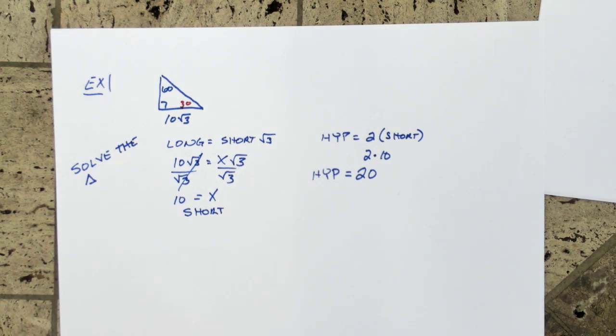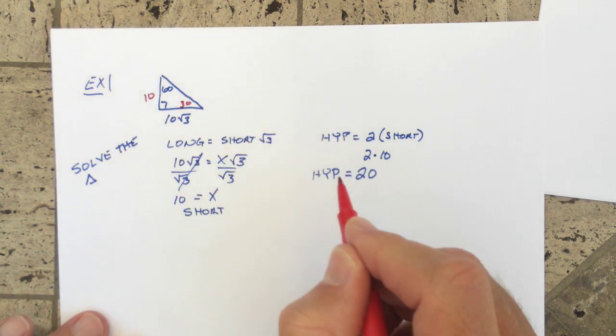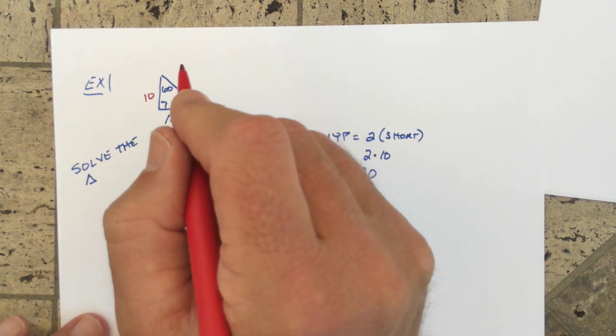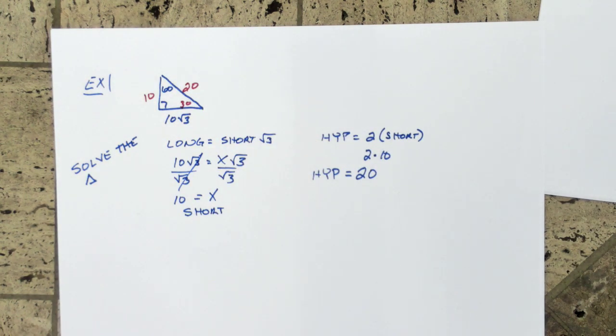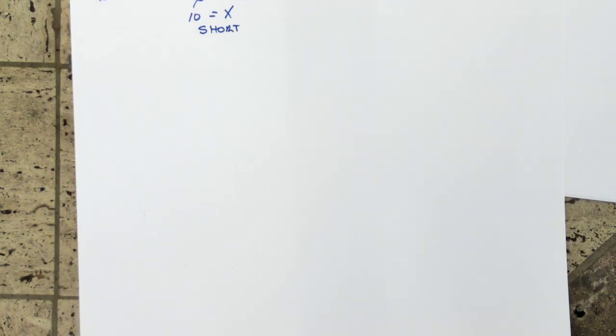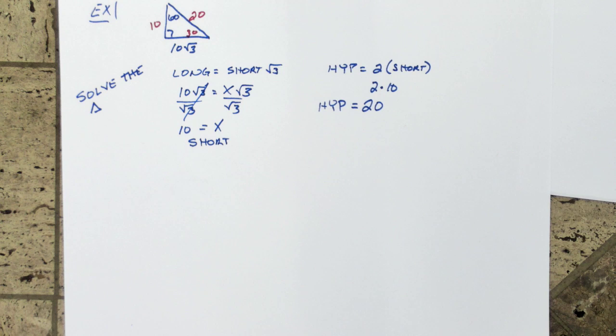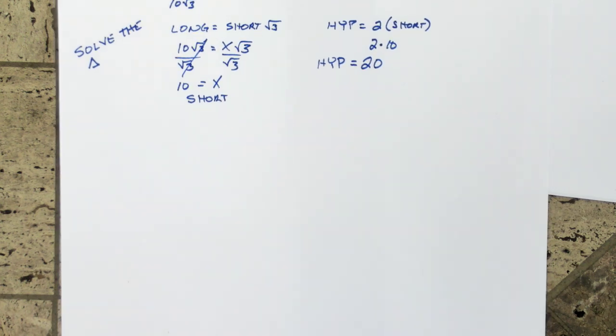So have we solved it? Well, let's see. We found the short leg to be 10. I said 10. I meant to say 20. Found the hypotenuse to be 20. Are there any other pieces of that triangle that aren't labeled? The answer is nope. We did it. We solved it. One more time so you get a shot at it. Let's go one more now. Last one. I would like you to solve this right triangle.